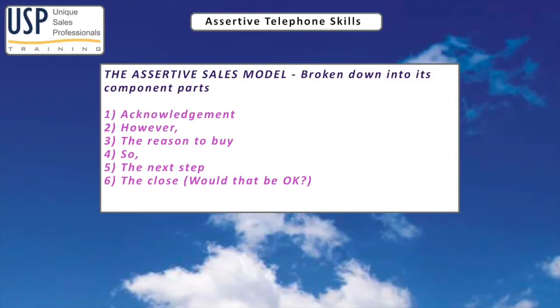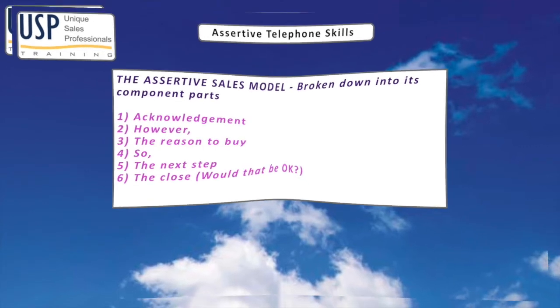Let's recap the 6 parts of the assertive sales model. 1. The acknowledgement. 2. The word however. 3. The reason to buy. 4. The word so. 5. The next step. And 6. The close, which is, would that be okay?